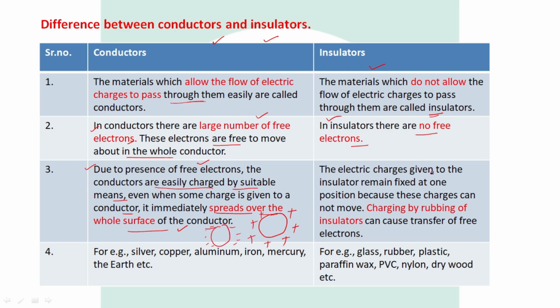But in insulators, the charge remains fixed at one position because these charges cannot move, and the special point is that charging by rubbing is used to charge the insulators. Now there are some examples of conductors: silver, copper, aluminium, iron, mercury, earth, etc. And examples of insulators are glass, rubber, plastic, paraffin wax, PVC, etc.